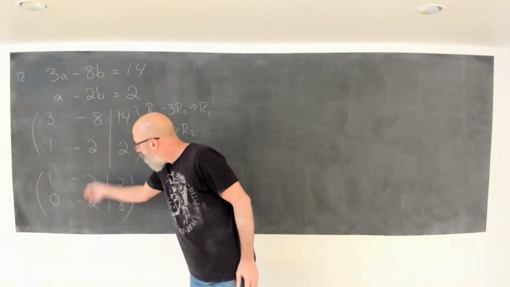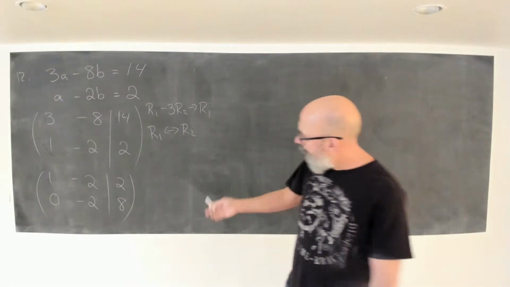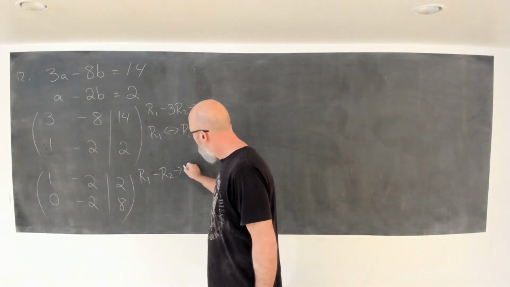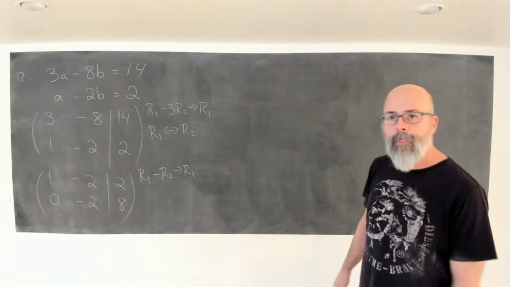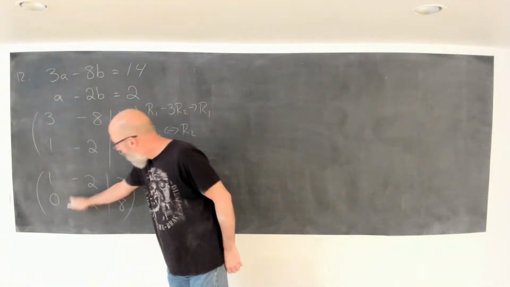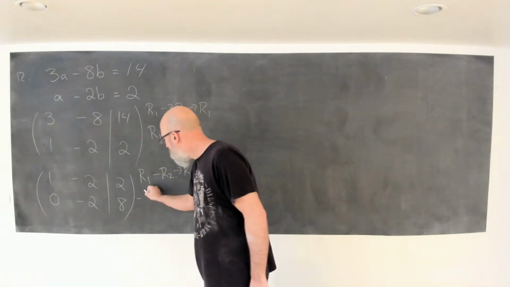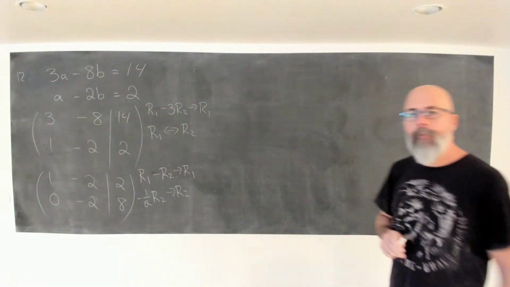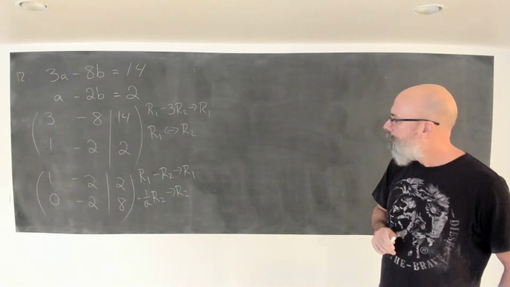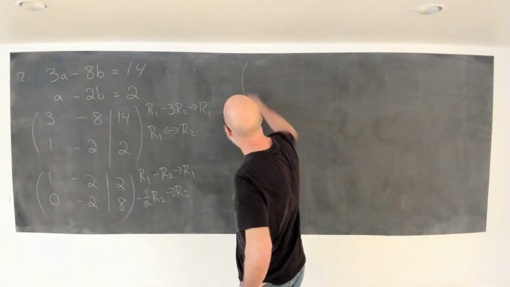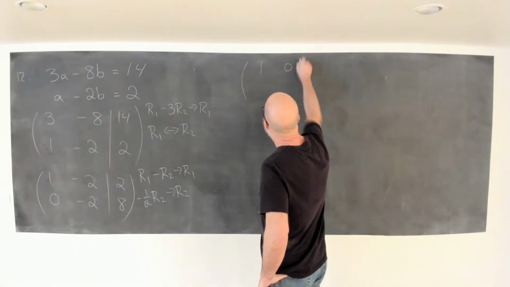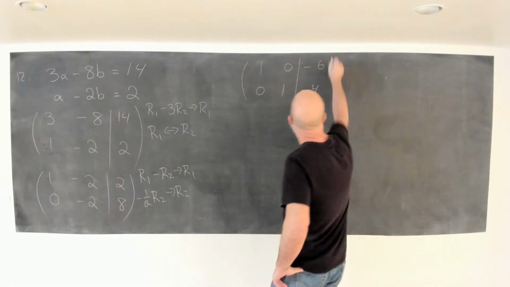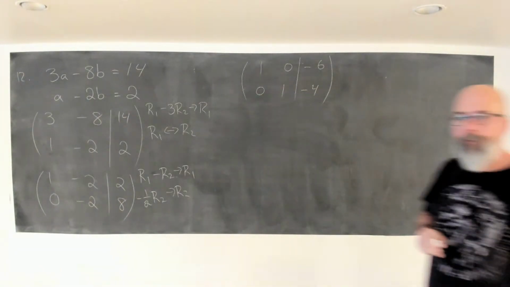Now we have a minus 2 and a minus 2 here. So that's nice. Let's make use of that to get rid. Row 1 minus row 2 for row 1. And then change this into a 1 by saying negative 1/2 row 2 for row 2. What does that leave us with? 1, 0, minus 6, 0, 1, minus 4. Excellent.